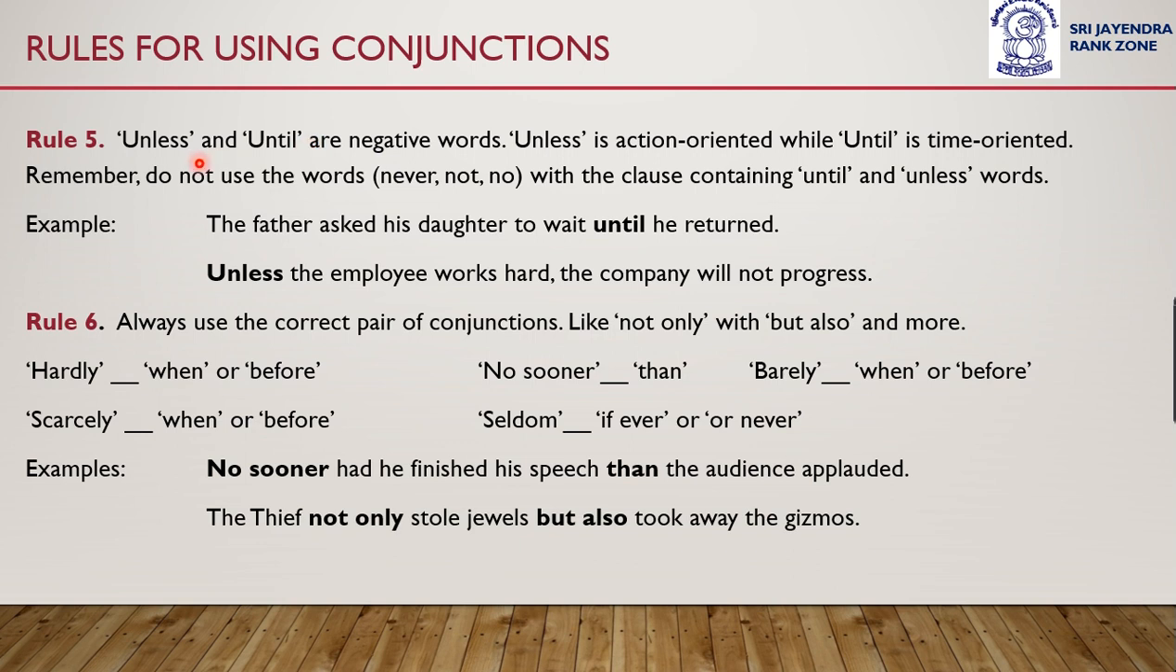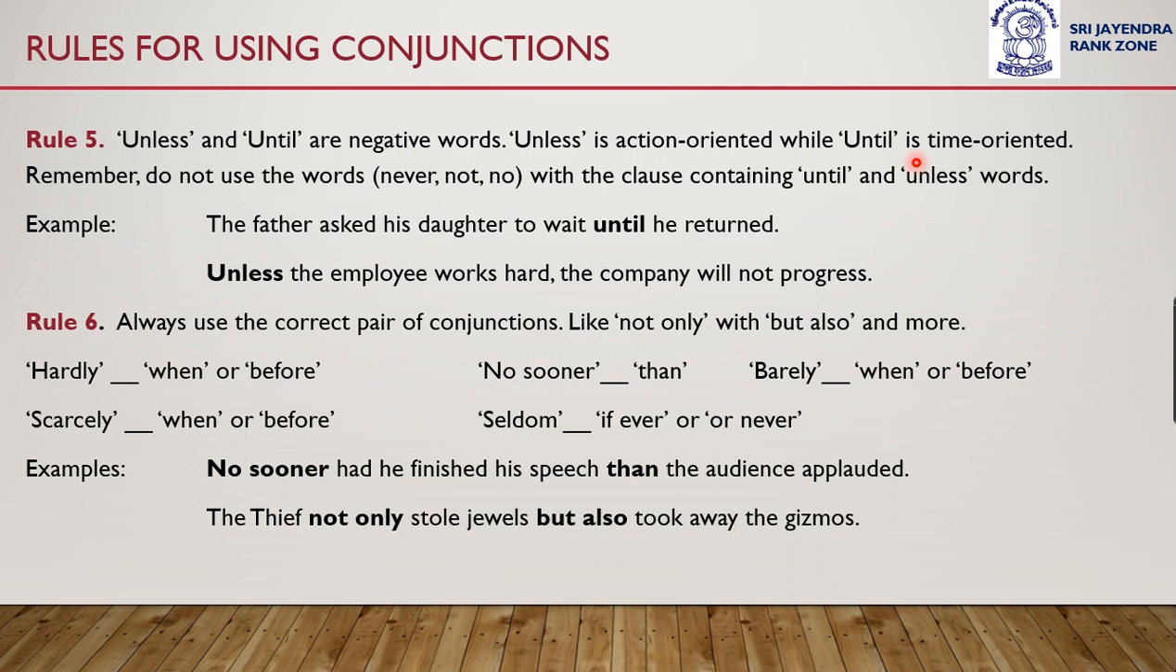Rule number 5. Unless and until are negative words. Unless is action oriented while until is time oriented. So we use unless when we have to depict an action oriented phrase, and we use until when the relationship between phrases is time oriented. Remember, do not use words like never, not, no with the clause containing until and unless. This is similar to rule number 3, where we do not use never, not, no with lest. So similarly, we will not use these negative words with unless and until.